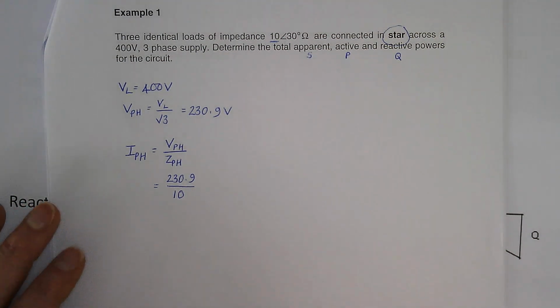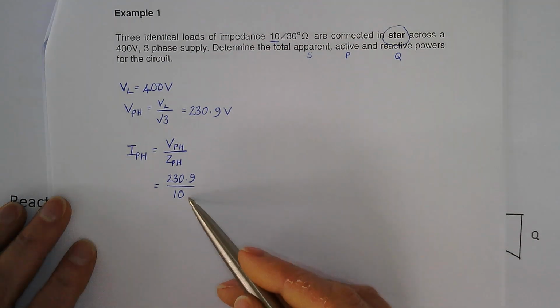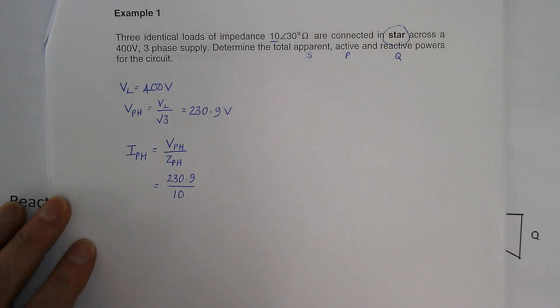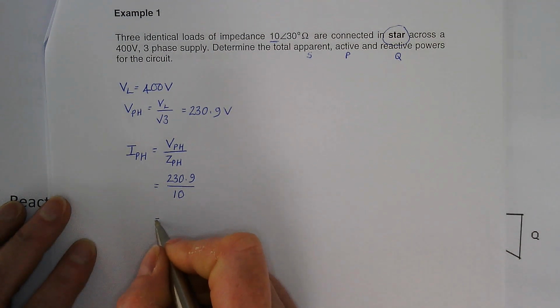As long as you're in polar form, you just take the magnitude from there down to there. If you're in rectangular form, go into polar form first, get that magnitude and take it down. Just leave the angle where it is.